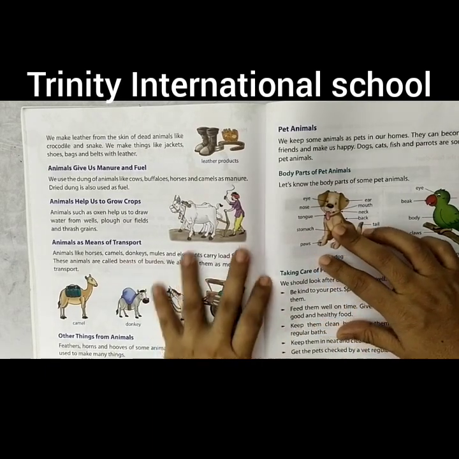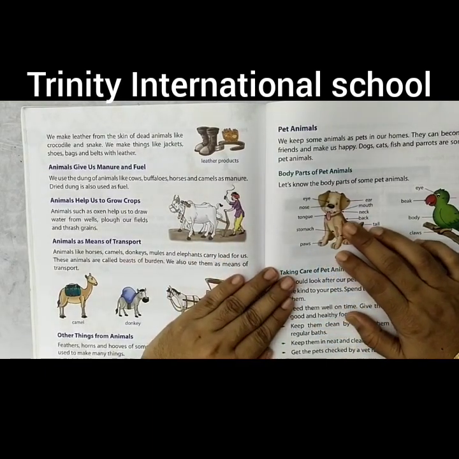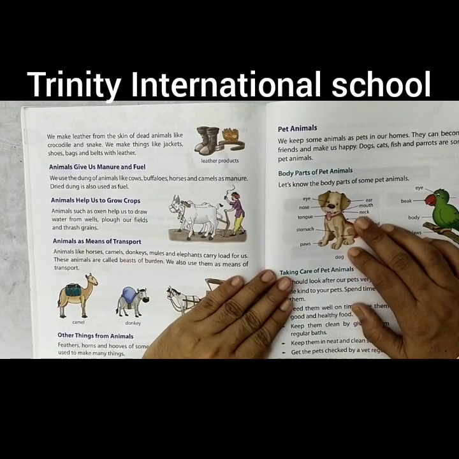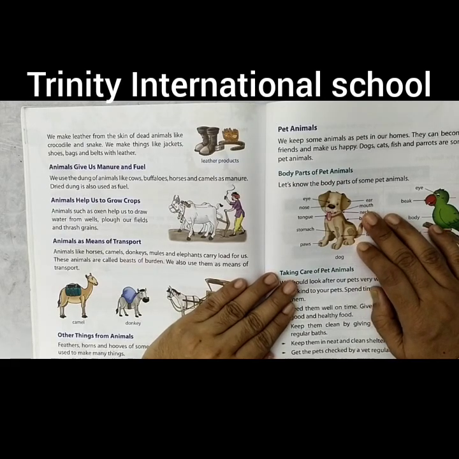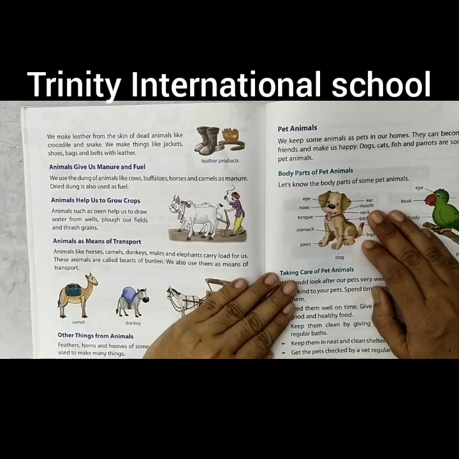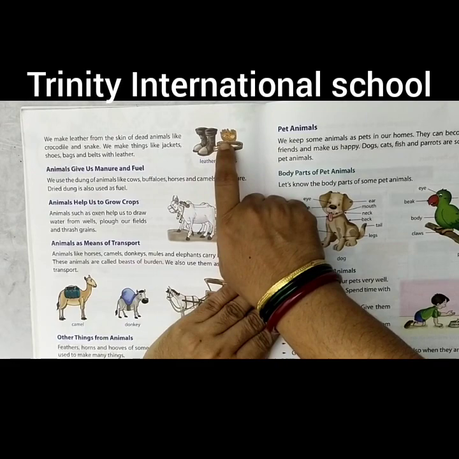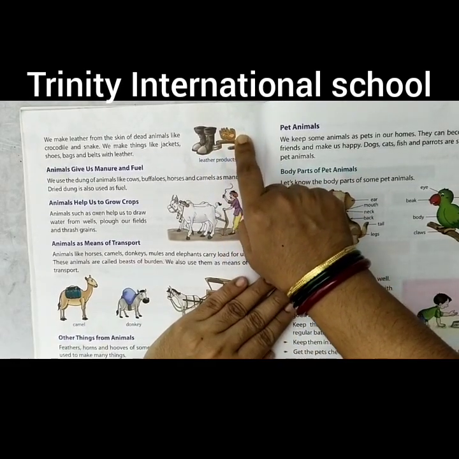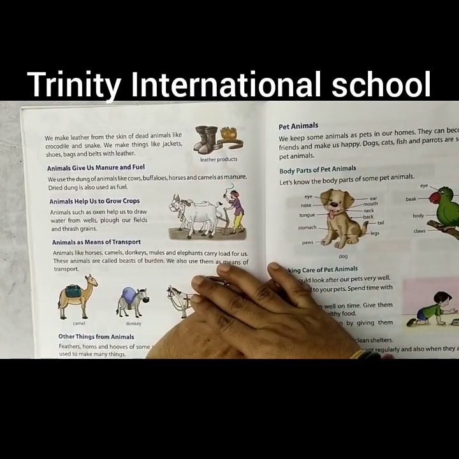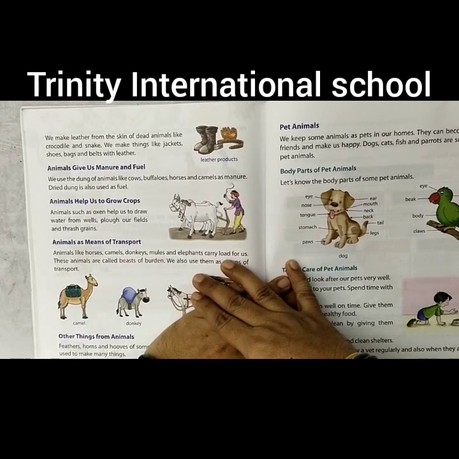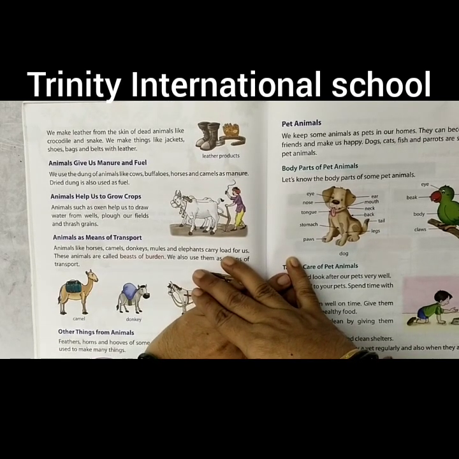Now the next thing we get from animals is your leather. We can get leather from the skin of dead animals like crocodile and snake. From leather we can make shoes, we can make jackets, we can make bags, and we can make belts. So you can see here shoes, belt, and gloves are there, isn't it? These are the gloves. Then jackets, isn't it? Then purses. All these things, whichever materials are made up of leather.